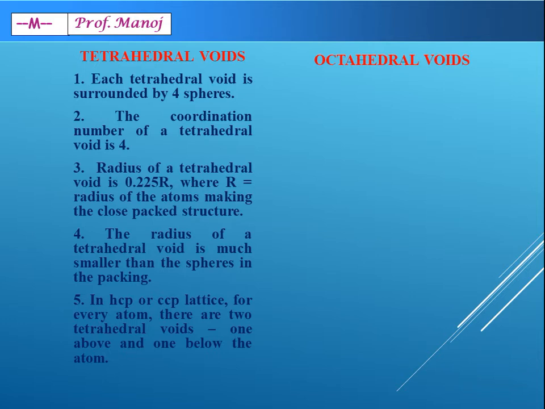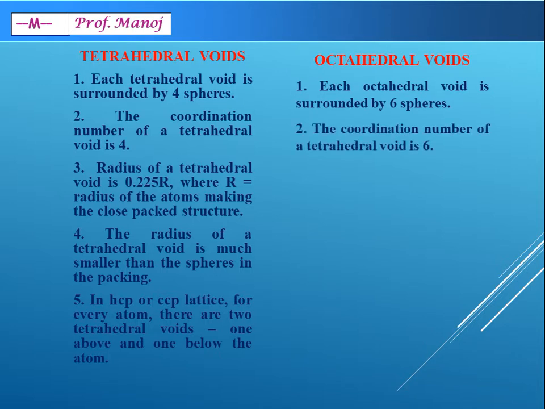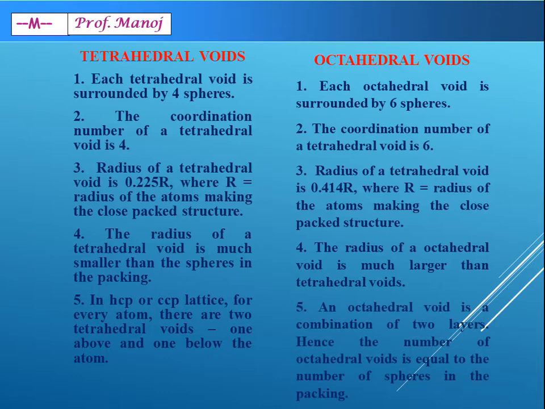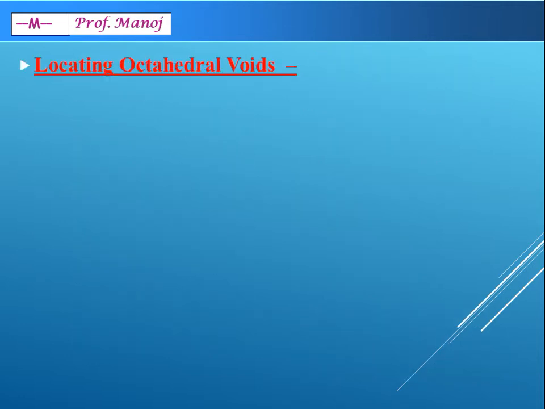Similarly, for octahedral voids, let us write the parallel opposite points. Each octahedral void is surrounded by 6 spheres. The coordination number will be 6. The radius of the octahedral void is 0.414 times r. The radius of the octahedral void is much larger than that of tetrahedral voids. And the octahedral void is a combination of two layers, 3 atoms above, 3 atoms below. That's why the number is much more.